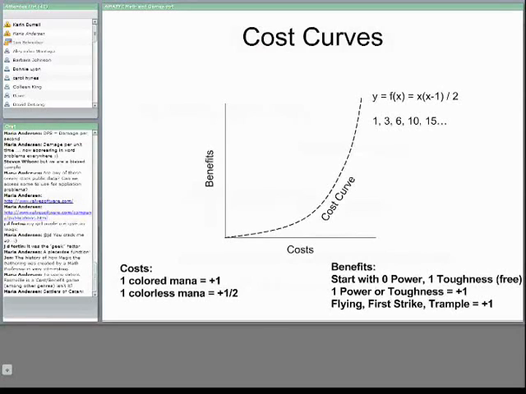Or you might say, given this set of benefits and this power and this toughness, how much should the card cost? Or given an existing card with a set of costs and a set of benefits, is this card balanced? Or is it too powerful, or is it too weak? And in order to figure that out, you have to figure out whether it falls on or above or below the cost curve. And these are all pretty basic algebra things, or even pre-algebra, but they are exactly the kinds of things that a game designer has to do off the top of their head, without having to sit down and work out the numbers every single time. So you get better at this with lots of practice.